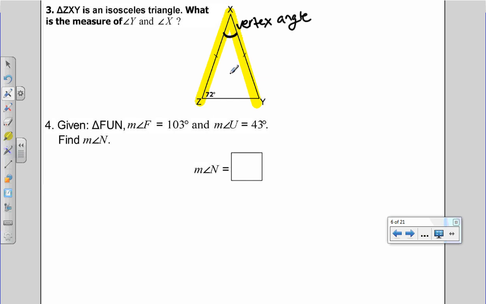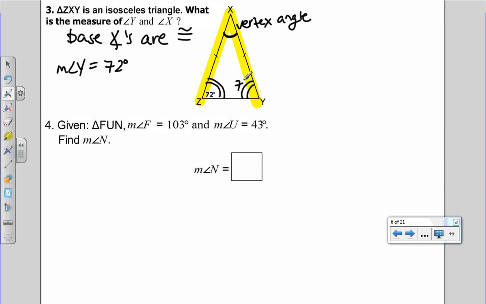The base angles are the other two angles, the ones that are not between the two congruent sides. So this is one of my base angles, and y is one of my base angles. And in isosceles triangles, the base angles are congruent. There's the symbol for congruent. So what does that mean about the measure of angle y? Well, it's marked the same way as z, so it must be 72 degrees also. Now, I've got three angles that add up to 180, so I have 72 plus 72 plus angle x equals 180.